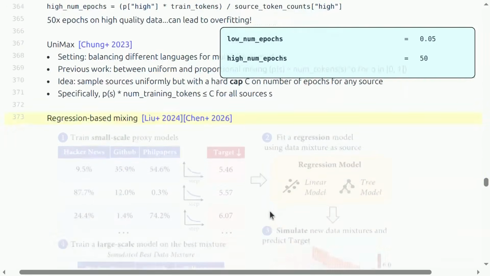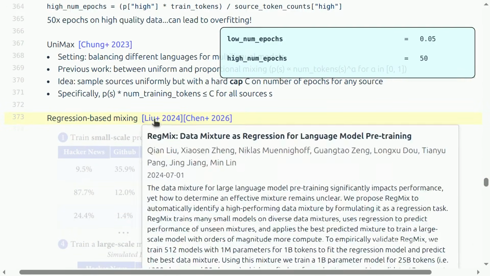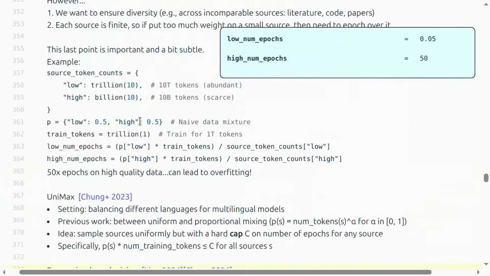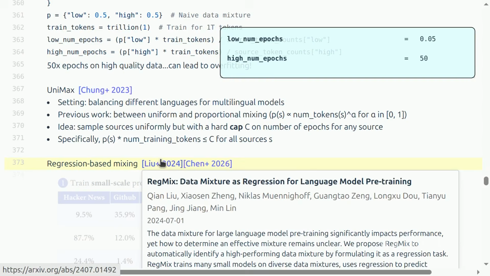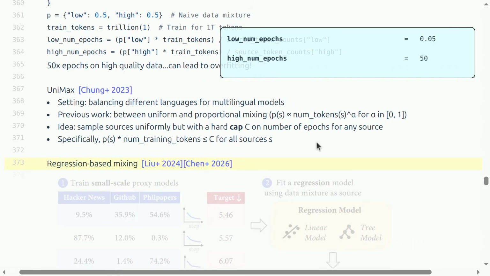Okay, so let's switch gears a little bit and talk about how we define the mixture in the first place, right? Because if you have 50 sources, there are 50 numbers you have to fill. We noticed that proportional mixing isn't really enough. Maybe you can try to estimate some quality metric and then sample proportional to that, but that is also heuristic. The most principled methods, and the easiest to understand what's happening, are these regression-based mixing methods, so RegMix, OLMix, and other papers like this.